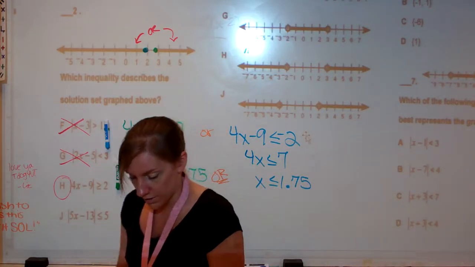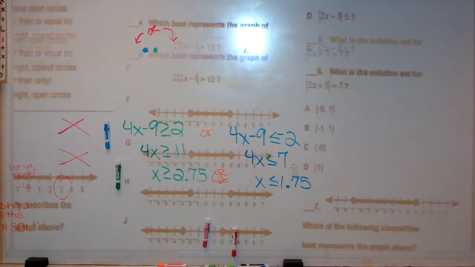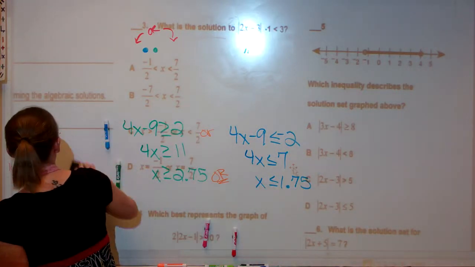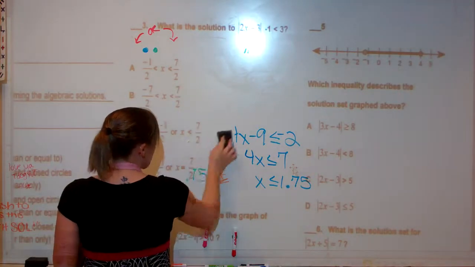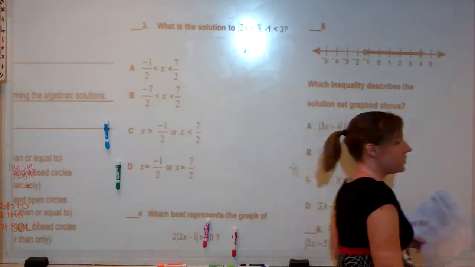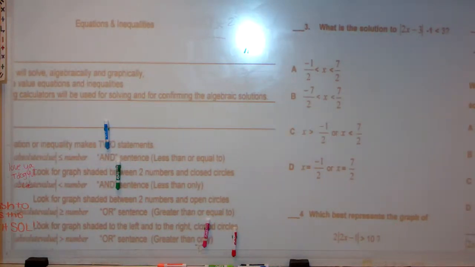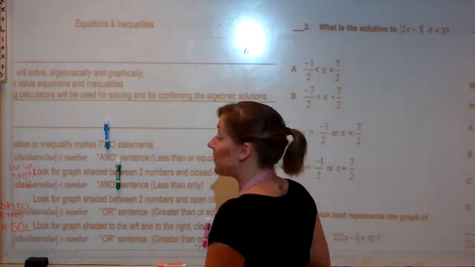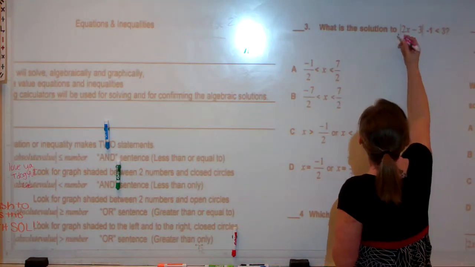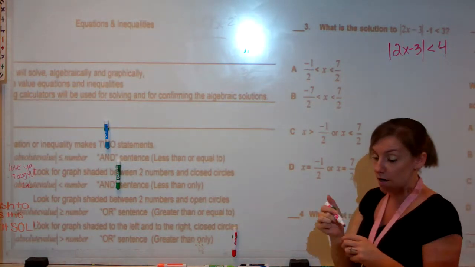Let's see, what other ones? The next one, number 3, we have right here. You can do the same thing. You can narrow down your answers, but then you do have to solve it. Just remember that before you set up your sandwich, because it's less than, you want to add your 1 over. So when we add our 1 over, we get the absolute value of 2x minus 3 is less than 4, because I added it over.